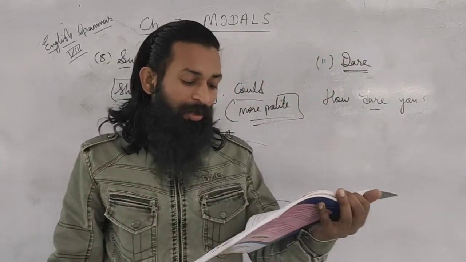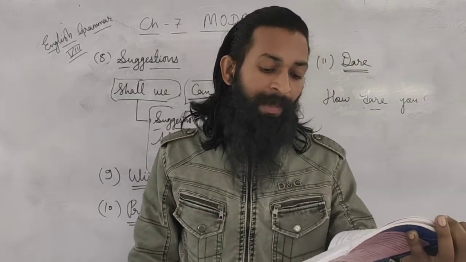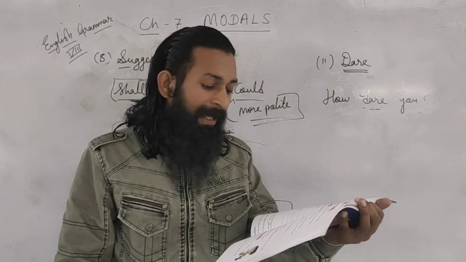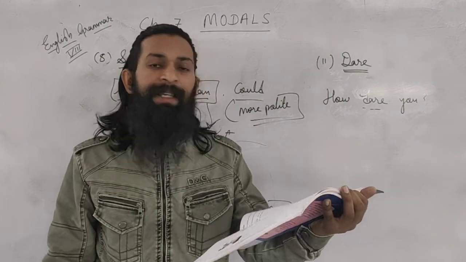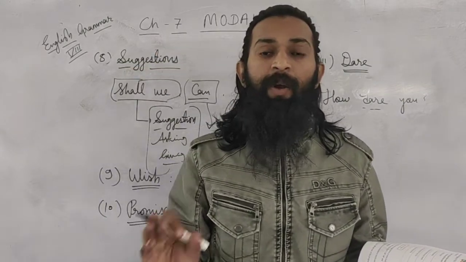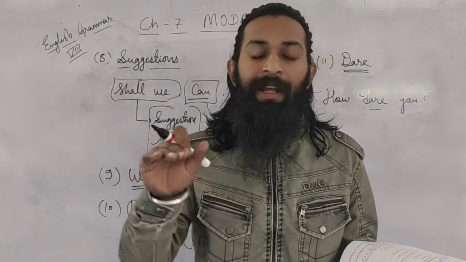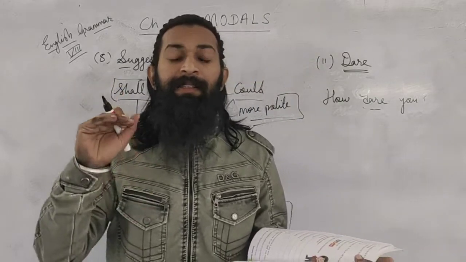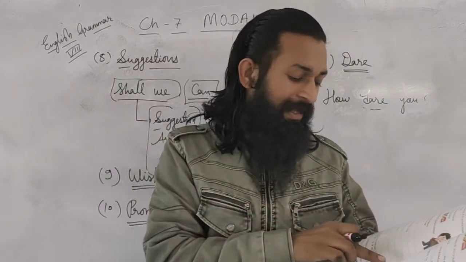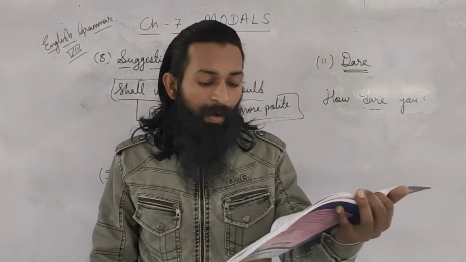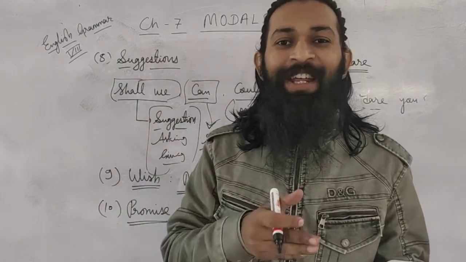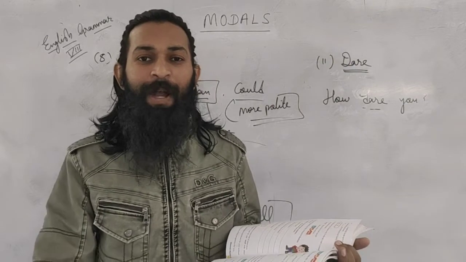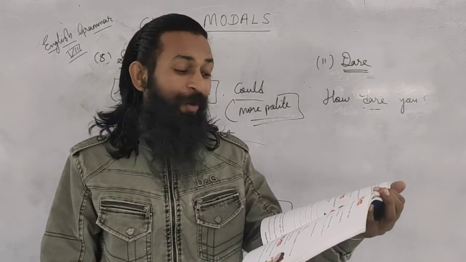The modal dare denotes not to be afraid to do something. It is mostly used in negative sentences and questions. He dared go into the lion's cage. Dare not means there is no daring in himself. He dared go into the lion's cage means we can say that if anyone dares to go into the cage of a lion, then it will be more difficult.